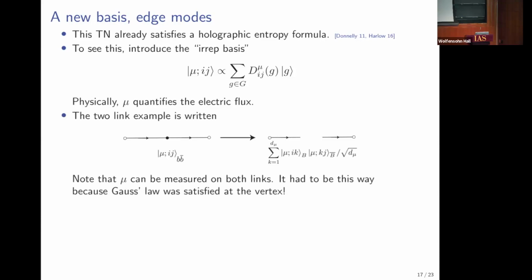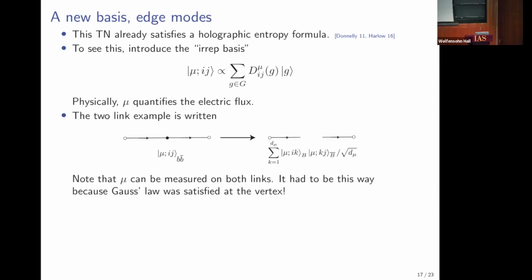And so in this irrep basis, let's return to this case where we had, say, these two links, but connected, satisfying Gauss's law there. So we might as well describe the state of this two-link system by this one ket mu ij. And I'm introducing here little b and little b bar that I'm going to loosely associate, little b to I and little b bar to j, for a reason that will seem clear in a moment.